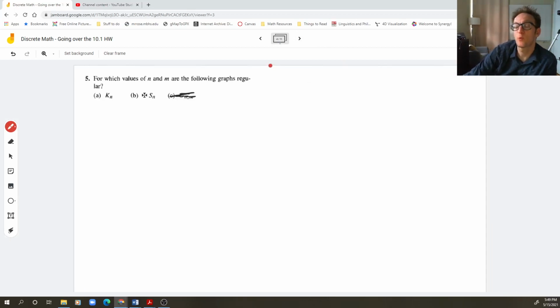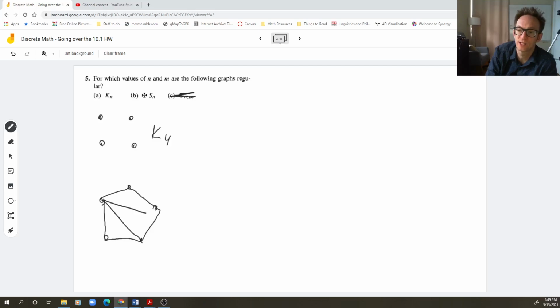For what values of n and m are the following graphs regular? What does it mean for a graph to be regular? It means that every vertex is the same degree. Kn is just always regular, right? That's just what Kn is. If you draw K4 and K5, every complete graph is going to be regular. In fact, the degree of Kn is going to be n minus 1. Every vertex is going to have degree n minus 1.